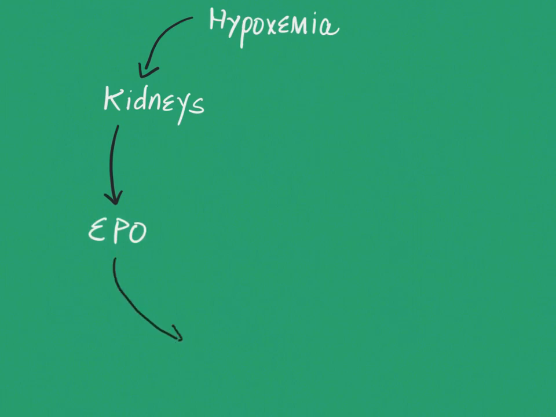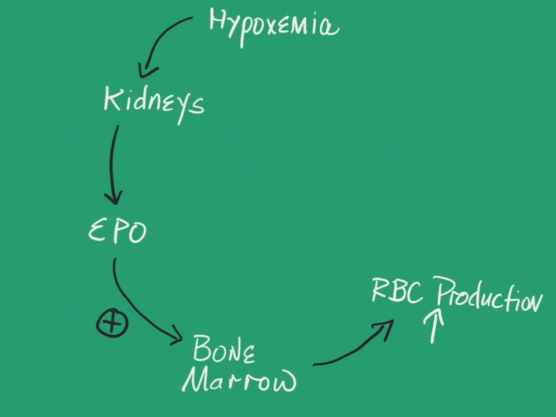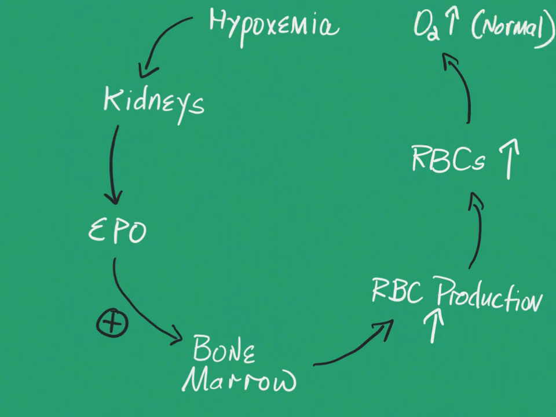EPO then activates the bone marrow. The bone marrow responds by increasing red blood cell production. When that happens, red blood cell numbers increase. This increases the oxygen carrying capacity of blood, and so oxygen levels in blood increase and go back to normal.